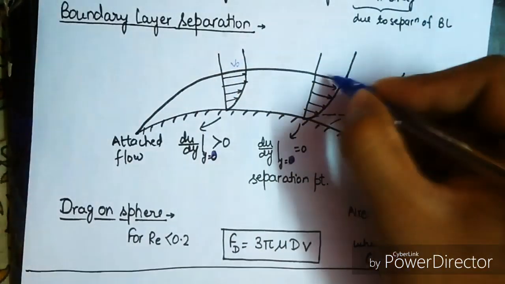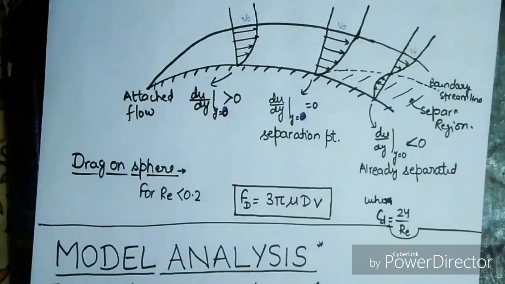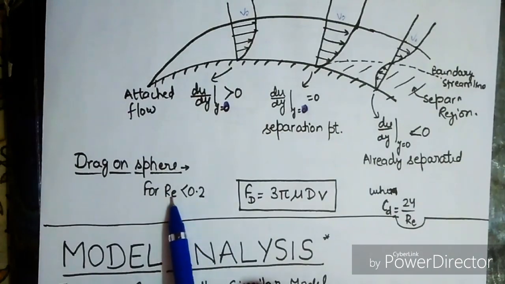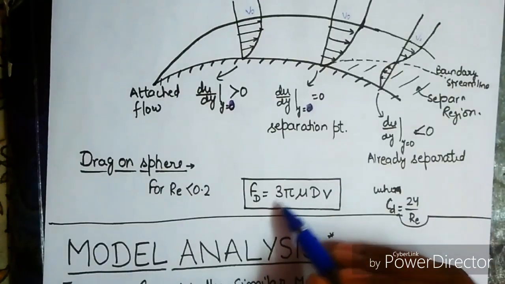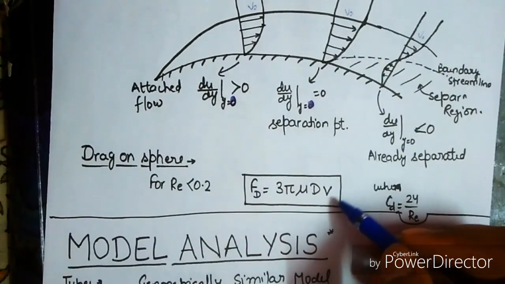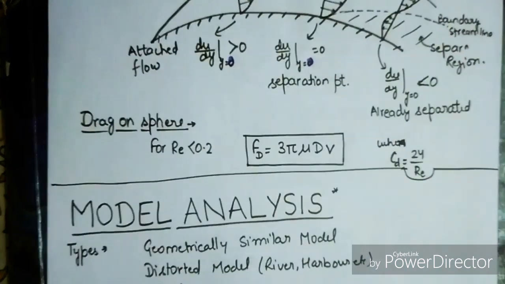Here we have V naught, the free stream velocity, and this is also the free stream velocity. Now, drag on the sphere. This is the basic formula for Reynolds number less than 0.2. Drag force is 3 pi mu dV, where d is the diameter of the sphere, V is the terminal velocity, mu is the dynamic coefficient of viscosity, and CD is 24 upon Re.